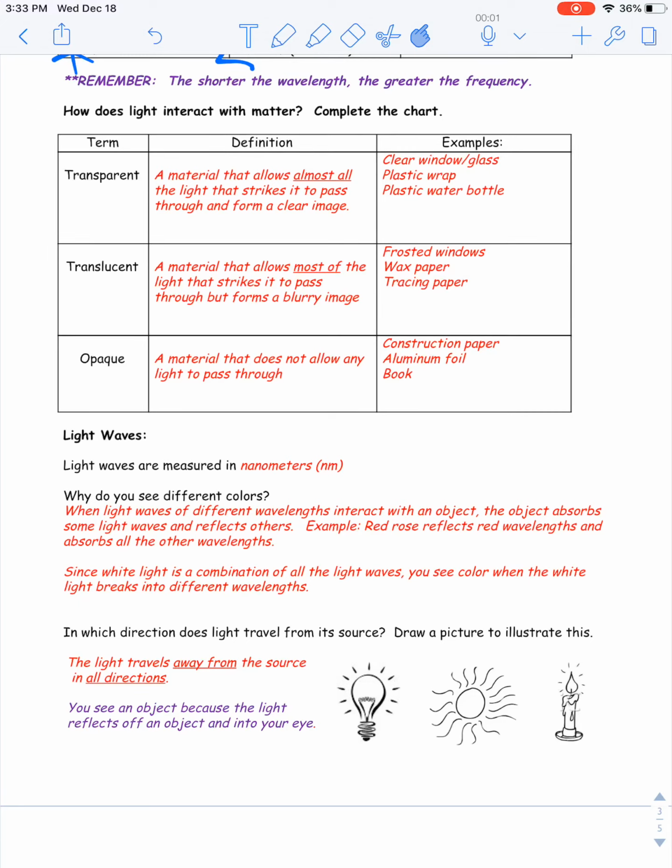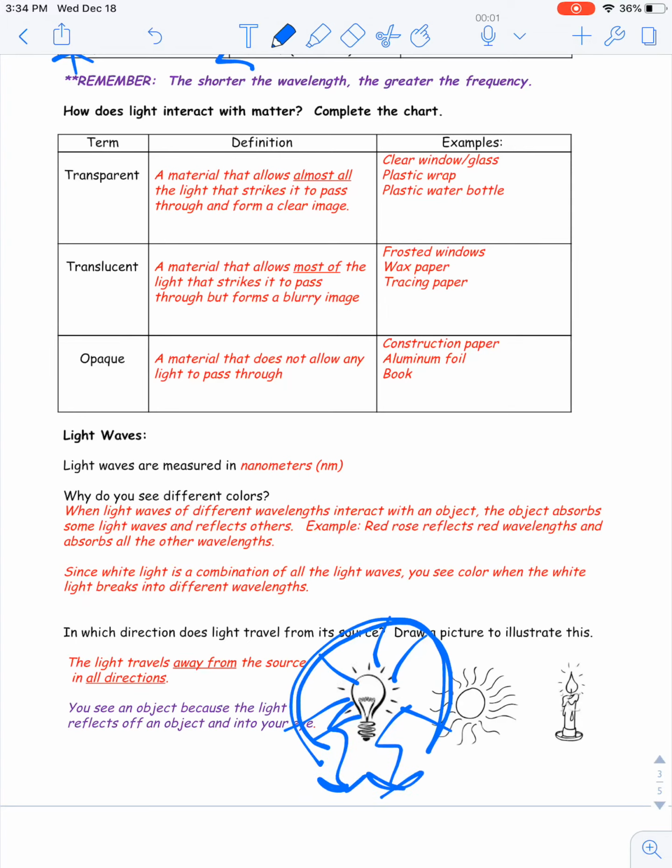Light travels away from the source in all directions, so you can see that here it's going in all directions away. That's why lamps, like Biscuit's lamp, have this casing on the top to direct the light down, or else we've wasted a lot of it.